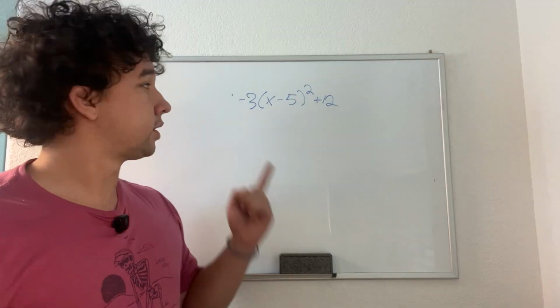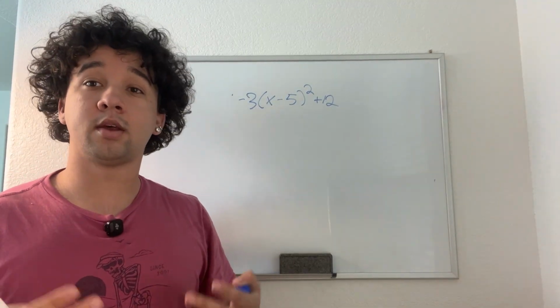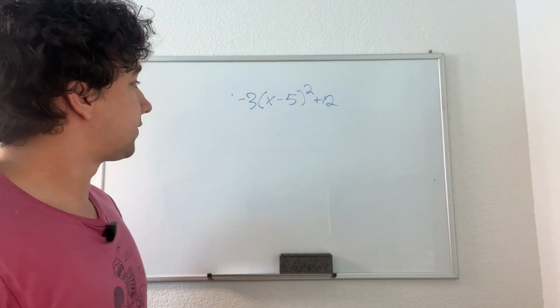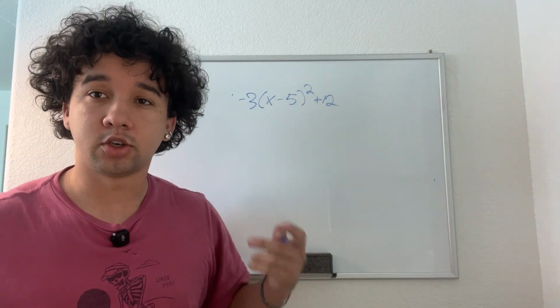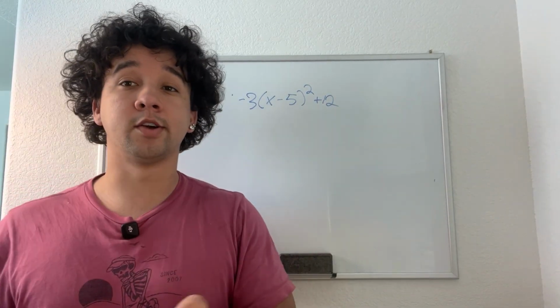All right, so the first question gives us this function right here and asks us to find the domain, the range, the axis of symmetry, and put this into standard form. So first things first, we're going to talk about the domain. Domain, for those that don't know, is basically the range of values that a function covers from left to right.